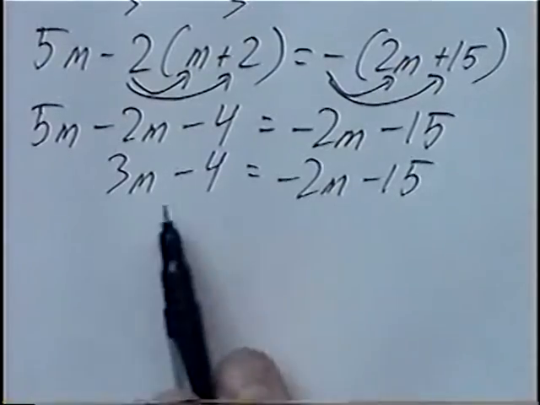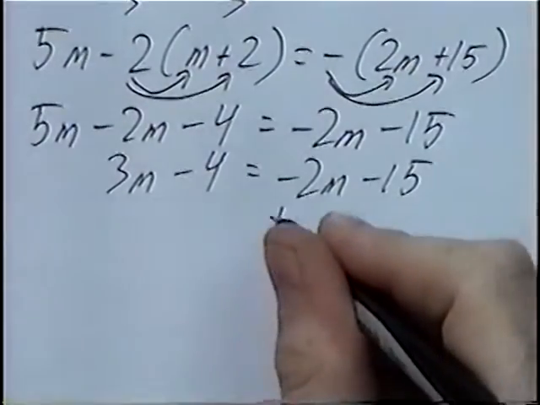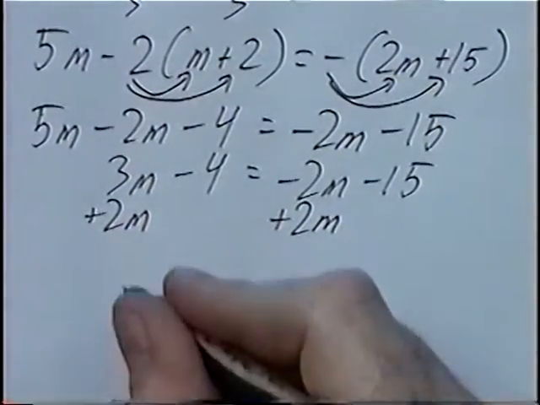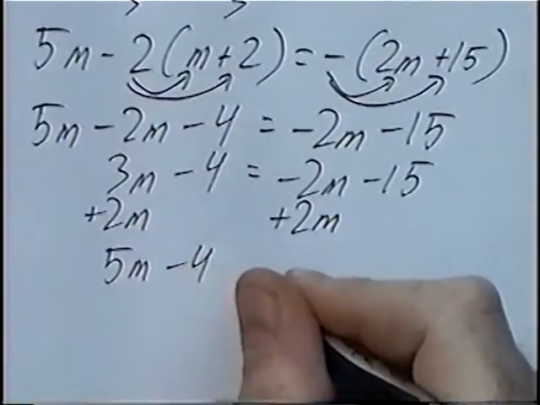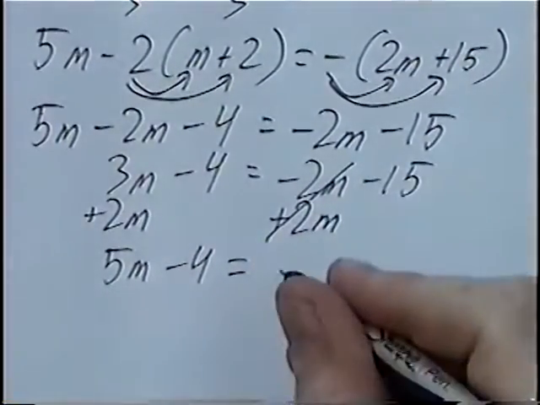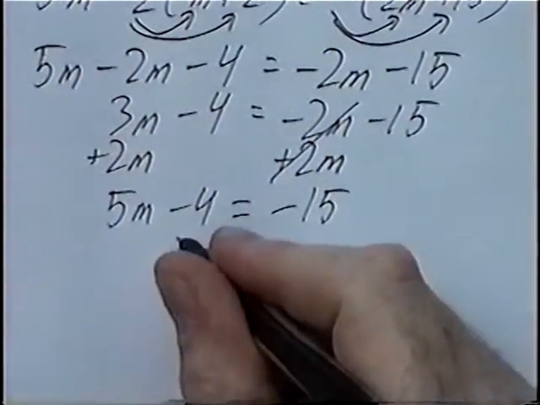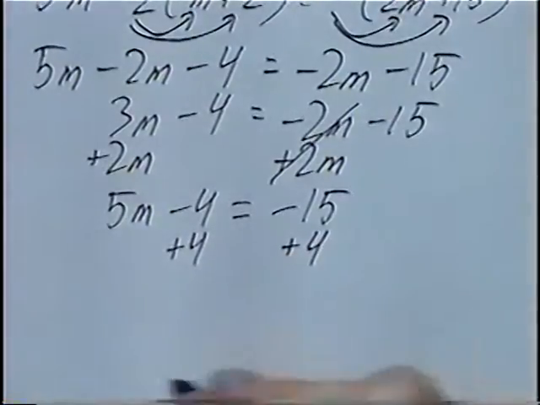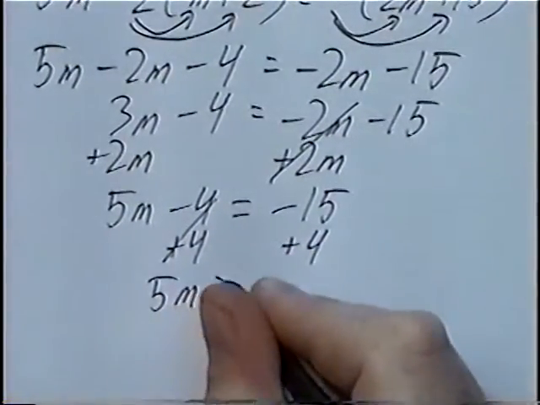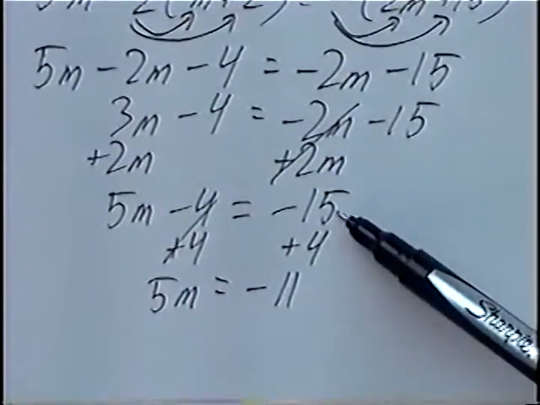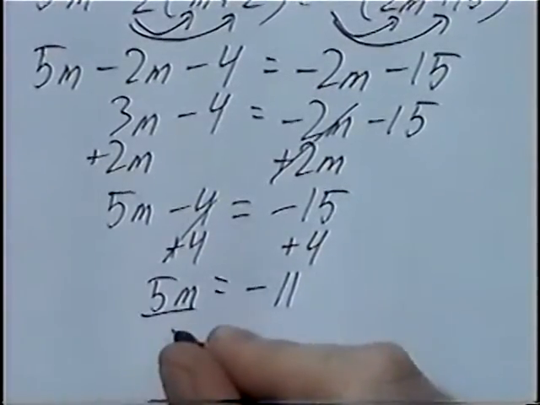With variables on the left and right side, we can move all the variables to one side by adding 2m to both sides. 3m plus 2m would be 5m minus 4 equals negative 15. Adding 4 to both sides. 5m equals negative 15 plus 4 would be negative 11. Different signs, subtract. 15 is bigger, so we have negative for the answer.